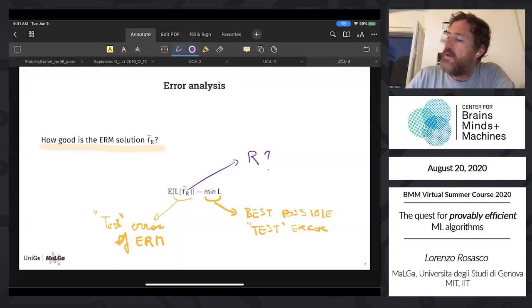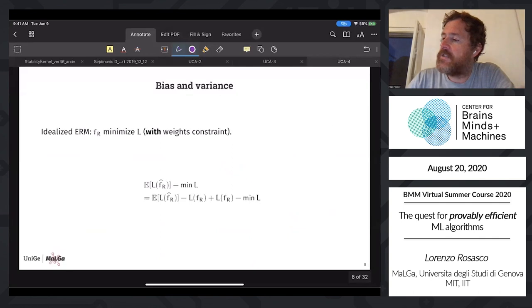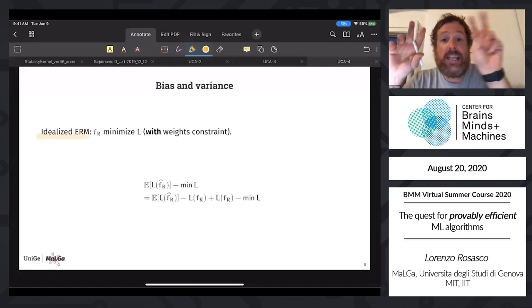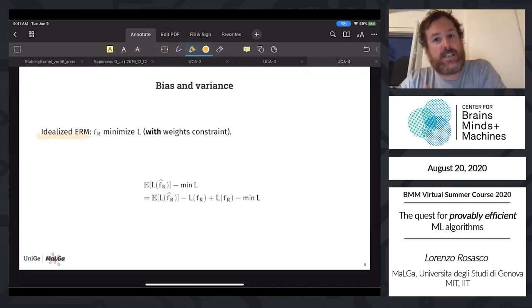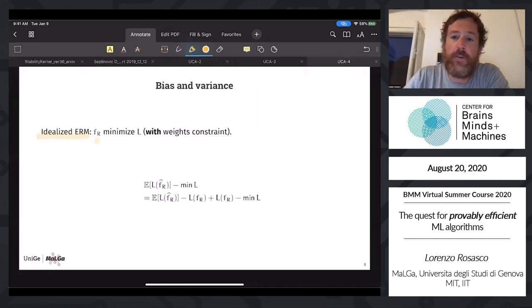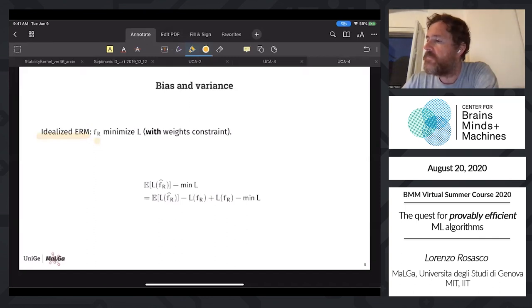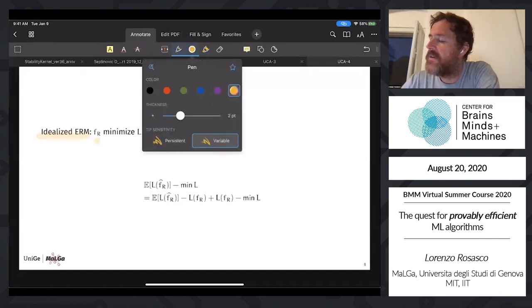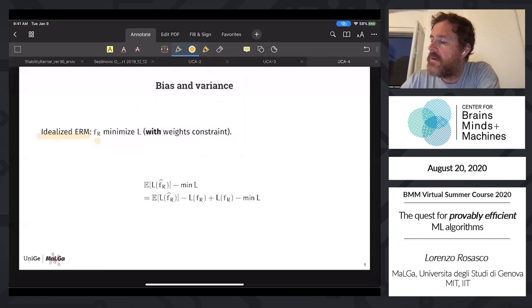In order to do this, it's useful to introduce, and this is the classical way to do it, an idealized version of ERM. This is an ideal object to relate ERM and the best possible test error. I call it FR. This is the solution of empirical risk minimization as if I had access to infinite data, okay? So it is ERM with infinite data.